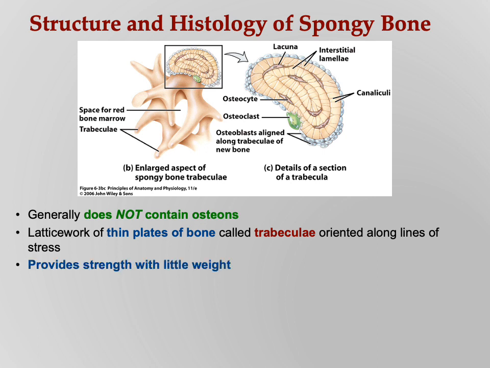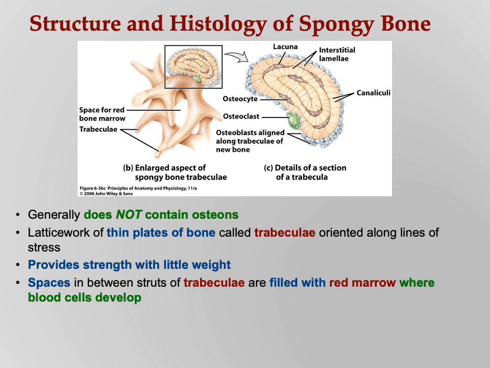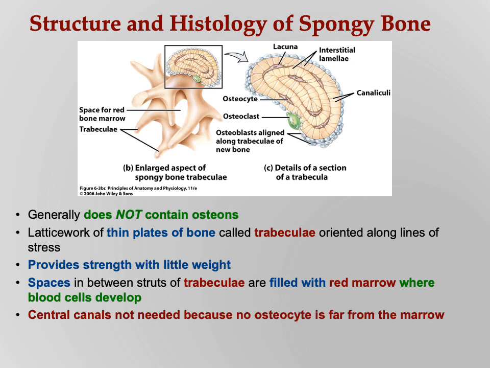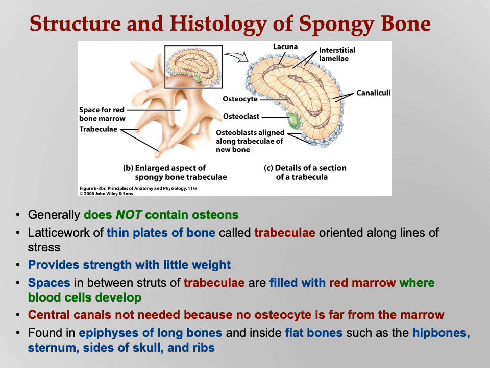It provides strength with little weight, so the trabeculae are actually very strong. Remember we showed that picture earlier, where it looked like somebody hit somebody on the head with a hammer? The spongy bone actually absorbed that impact, so it's pretty strong stuff, but it's not very heavy. The spaces in between the struts are filled with red bone marrow where blood cells develop. As I've said several times, you don't need central canals because no osteocyte is far away from the red bone marrow. Therefore, oxygen and glucose can simply diffuse through the red bone marrow to the osteocytes.